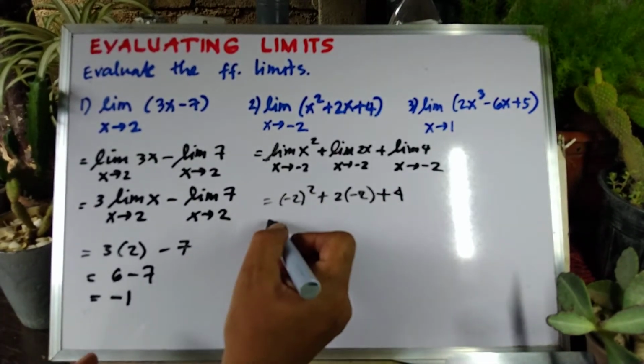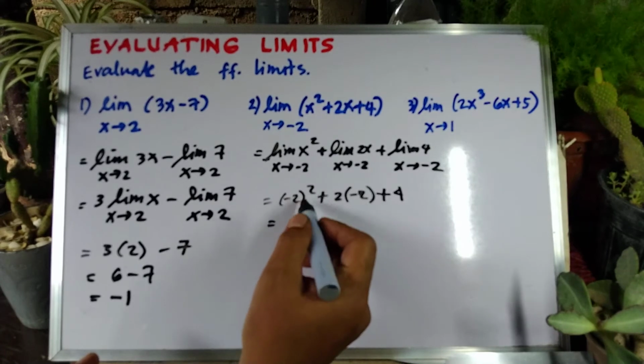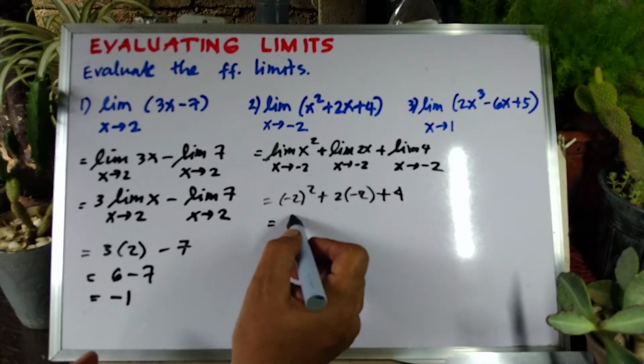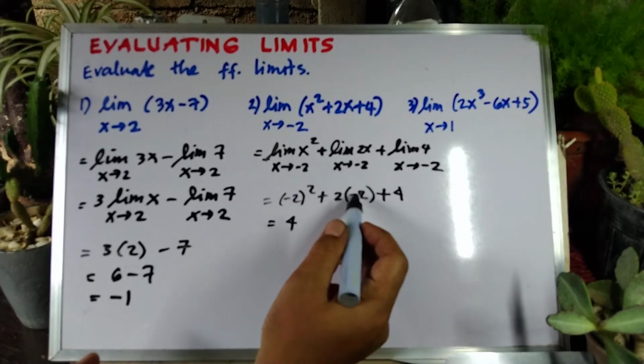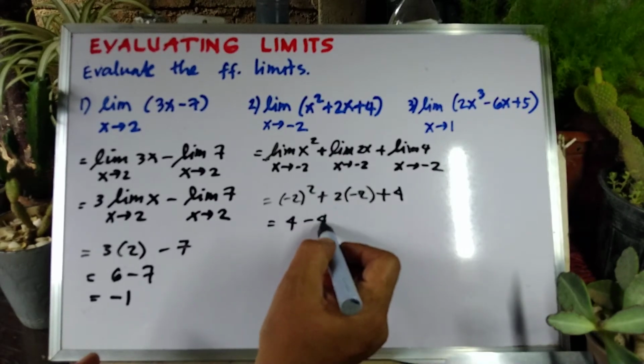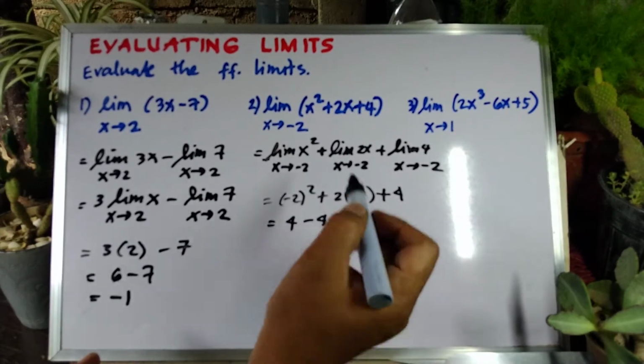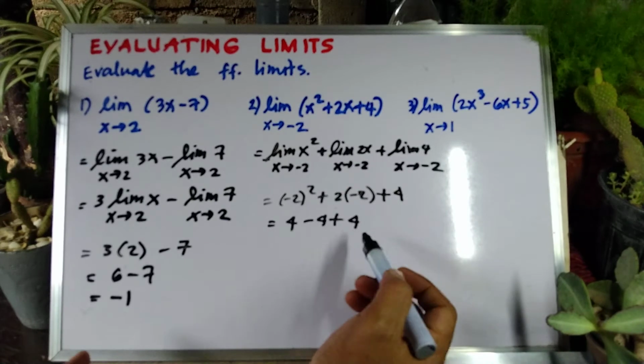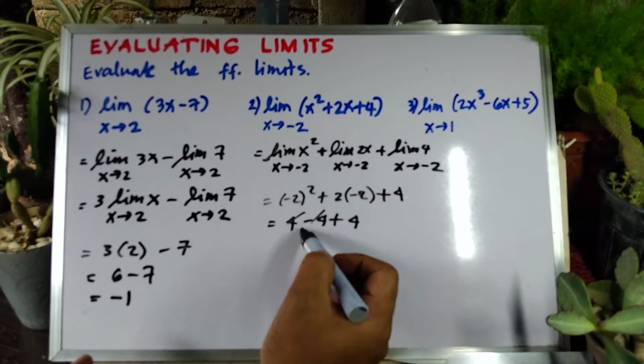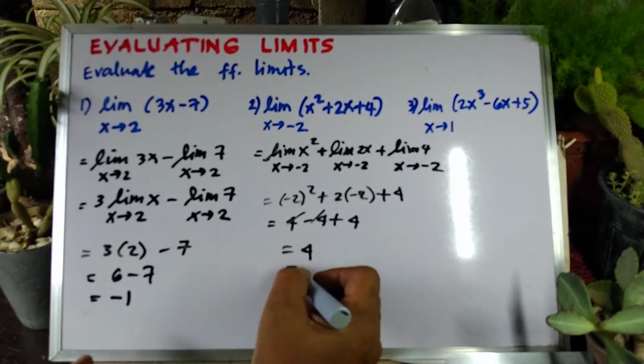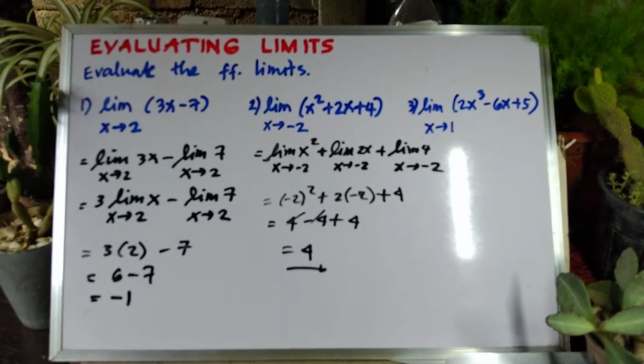So, simplify further. What is negative 2 squared? Negative 2 times negative 2 is 4. 2 times negative 2 is negative 4, plus 4. So, what is our final answer here? We can cancel: 4 minus 4 is 0. So, you have 4 left. Very easy, correct?